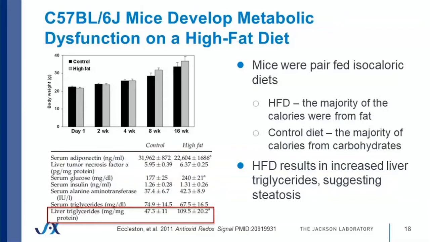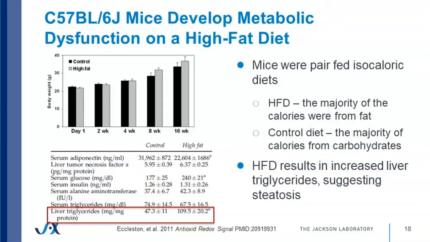As the C57 Black 6J mouse is a commonly used mouse model, I'm going to start with this strain. This study investigated placing mice on a high-fat diet to determine the metabolic effect on these mice. One interesting thing I want to point out is this group actually built in a pair feeding system to their experimental setup in order to make sure that both groups, both the experimental and the control, were eating the same amount of calories every day.